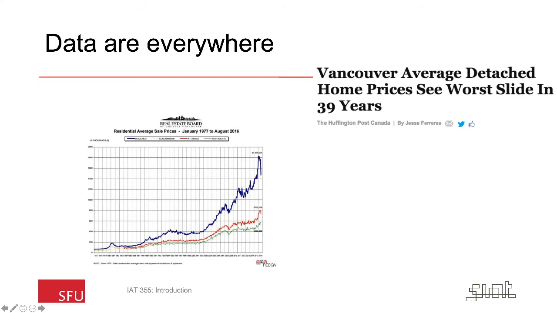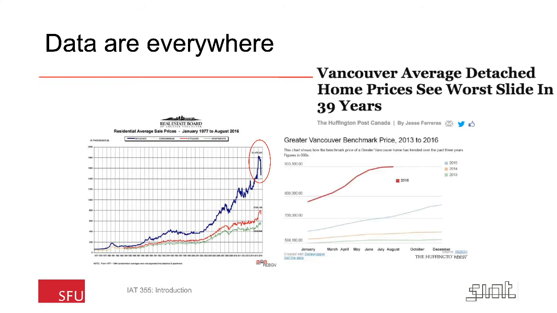The headline says, Vancouver average detached home prices see worst slide in 39 years. It sounds like it's a big old disaster, but what really has happened is that there was a big run-up in 2015-16, and then a significant decrease of pretty much the same size, so that housing prices were back to the previous state from 2 years before. So that's what the headline is paying attention to, but the real story is a little bit more nuanced than what the headline says.